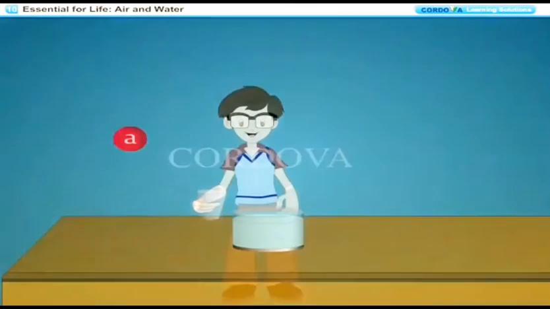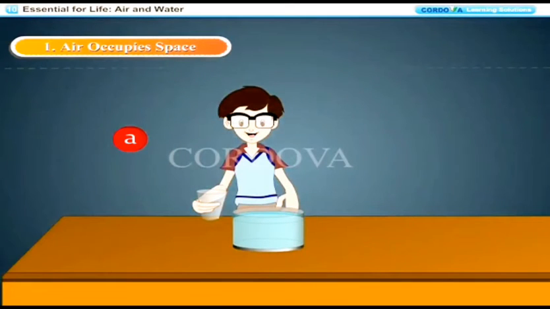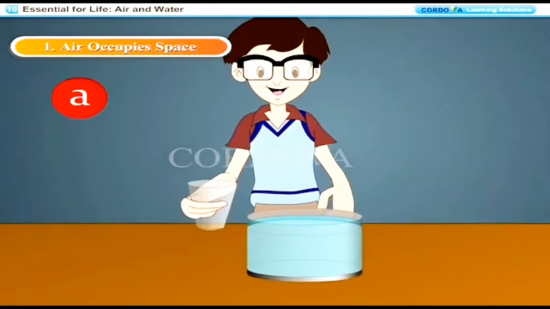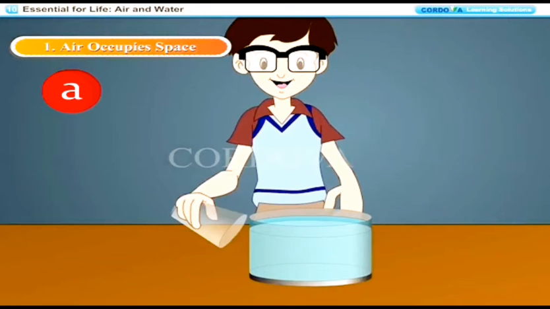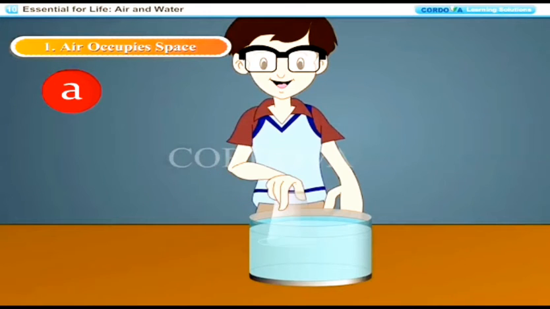Properties of air. Air occupies space. Take an empty glass and a bucket half filled with water. Put the inverted glass into the bucket of water. This must be done very quickly and forcefully. The glass must be kept straight and put inside in an inverted position. The water does not enter the inverted glass.